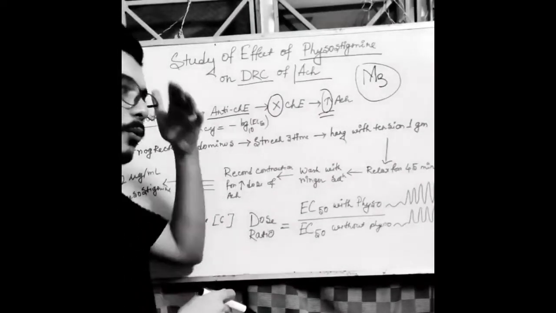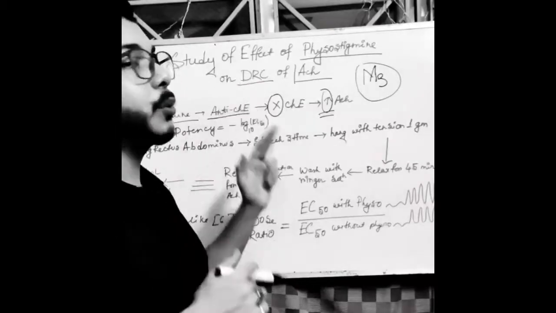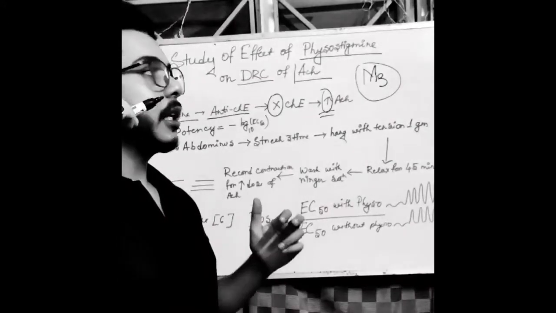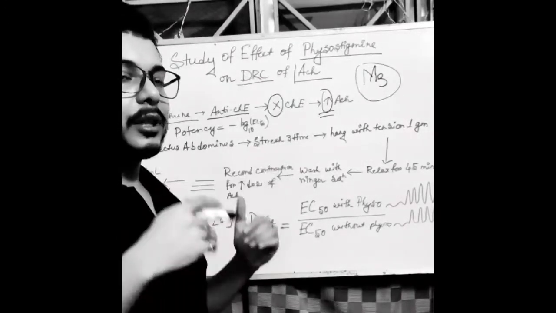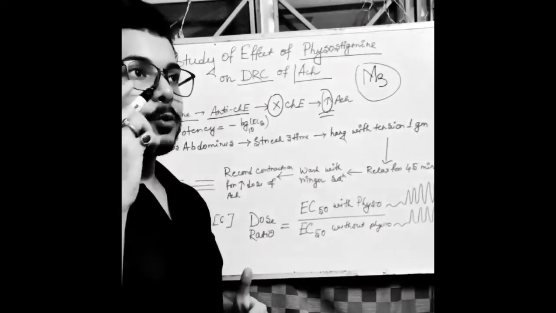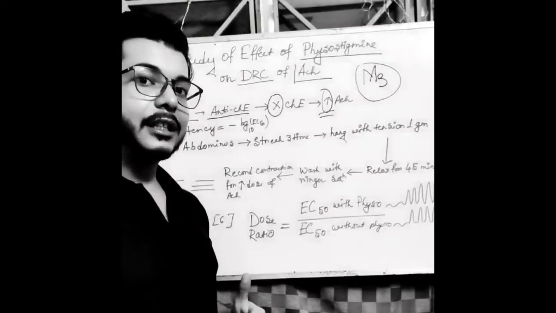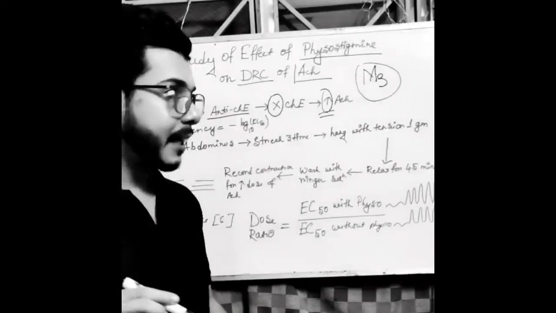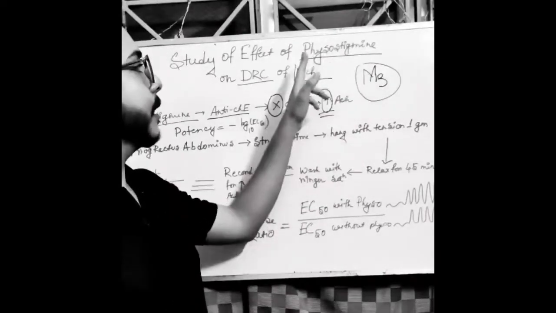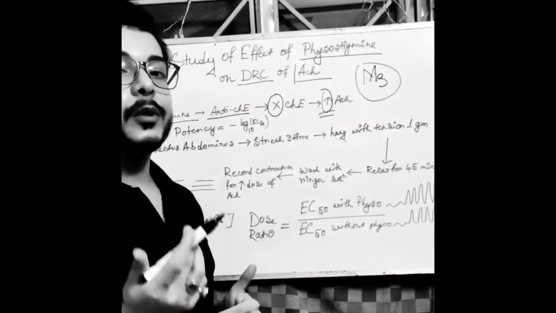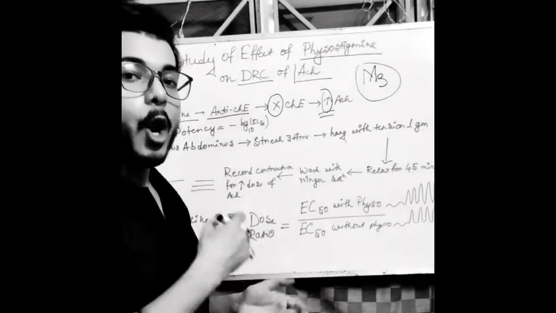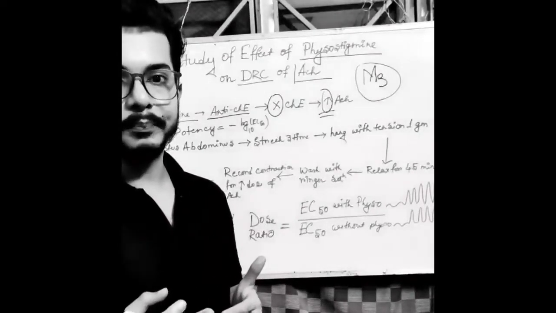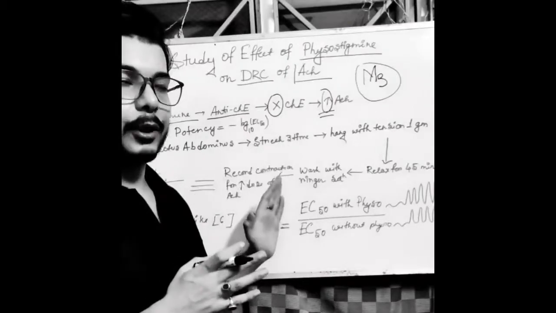Now we will see the effect on the dose response curve. Our objective is, if we give increasing doses of acetylcholine, what is the dose response curve? That is, with the increasing dose, whether the response is increasing or decreasing. And if we incorporate physostigmine along with acetylcholine, then what will be the response? Will it be the same or will it differ? If it differs, then how does it differ? All this we are going to see today.